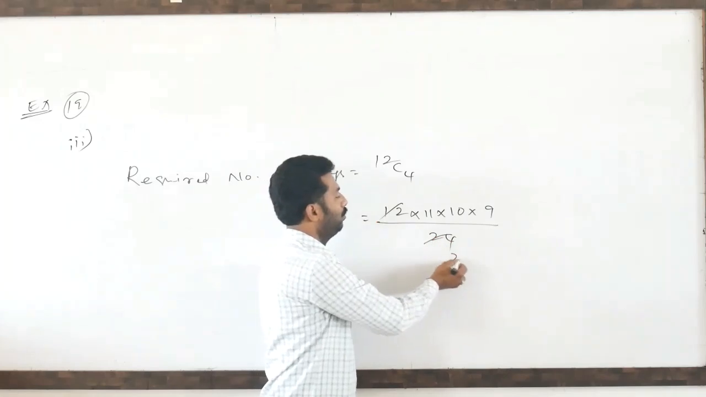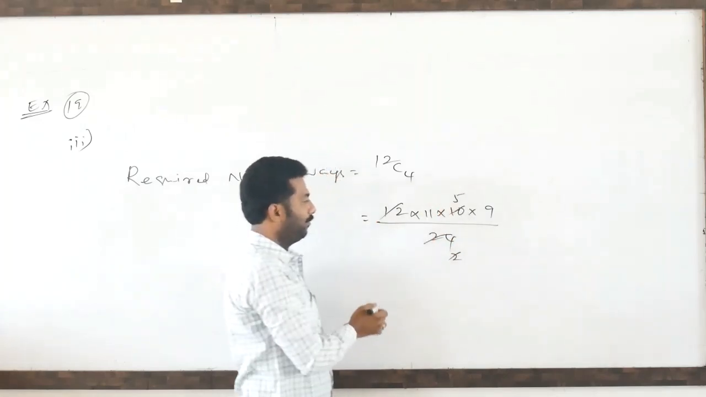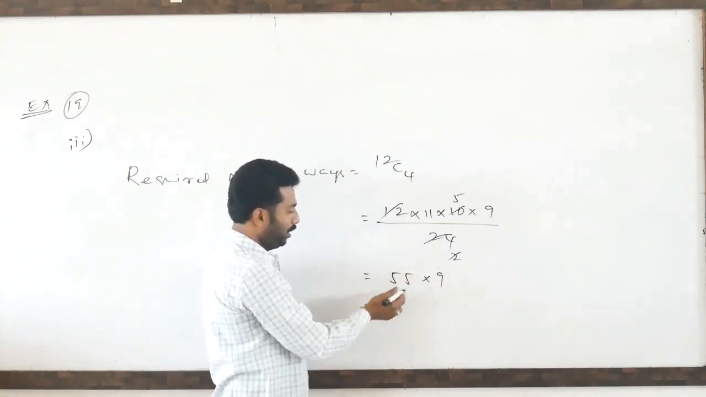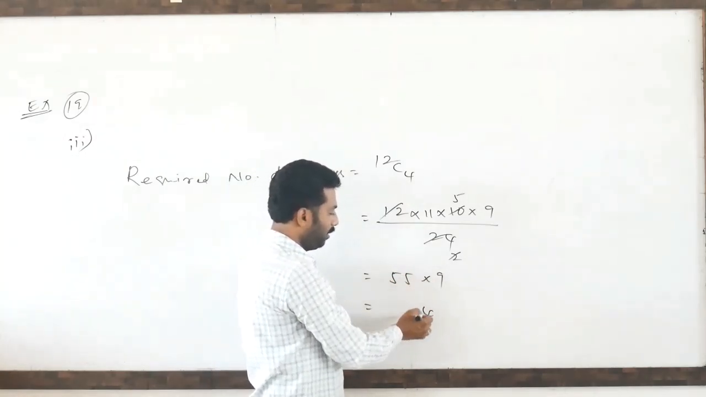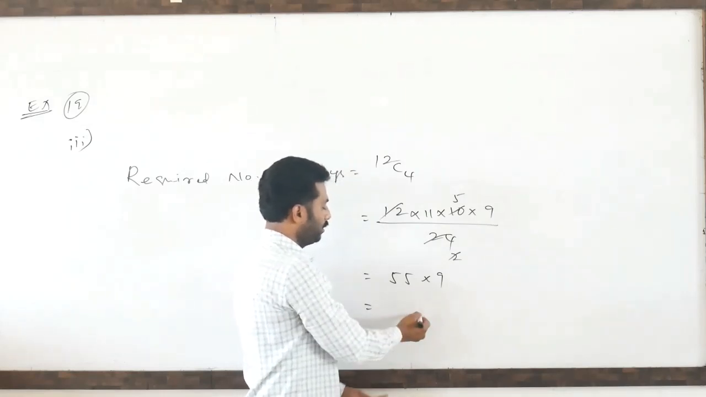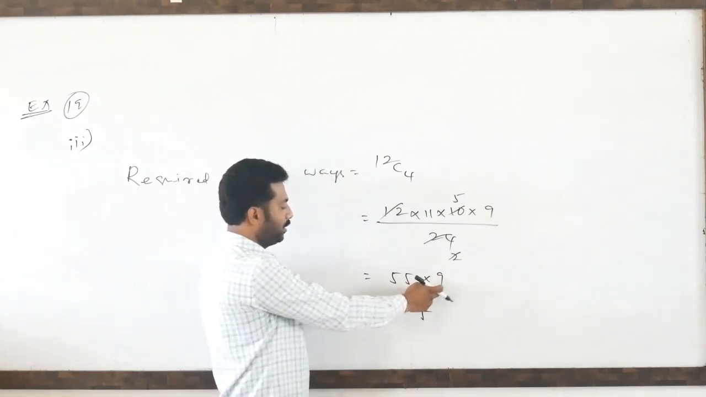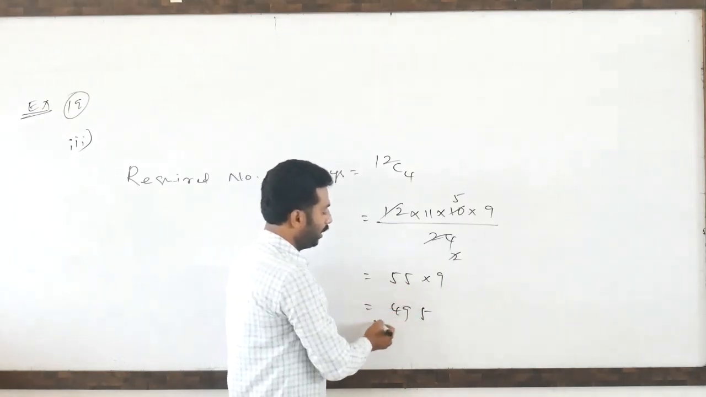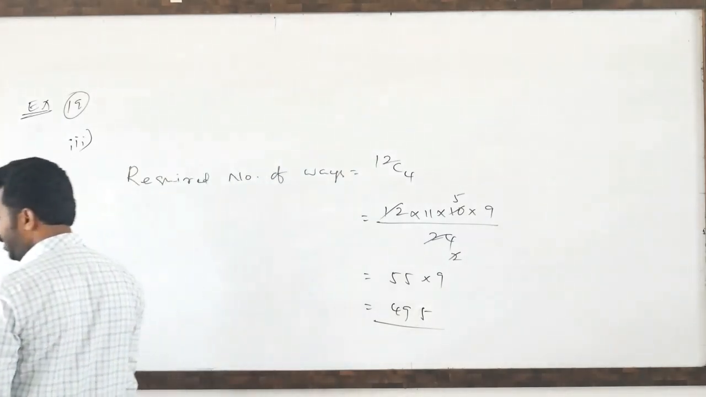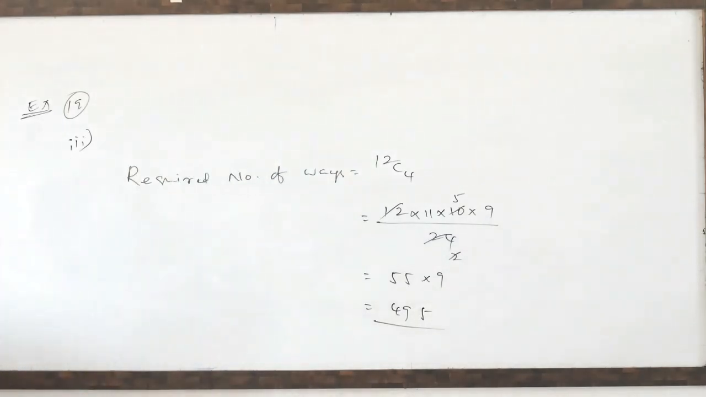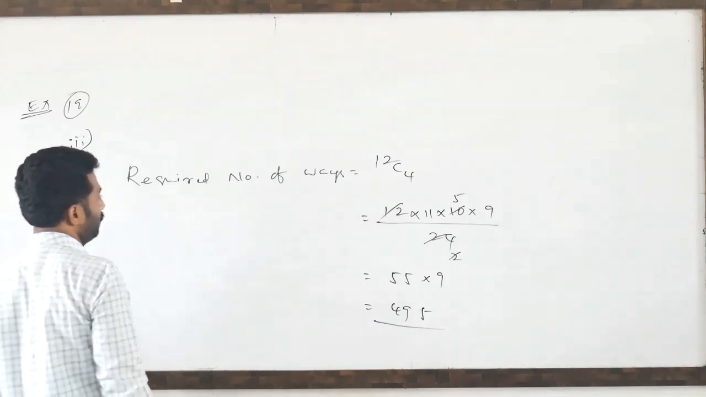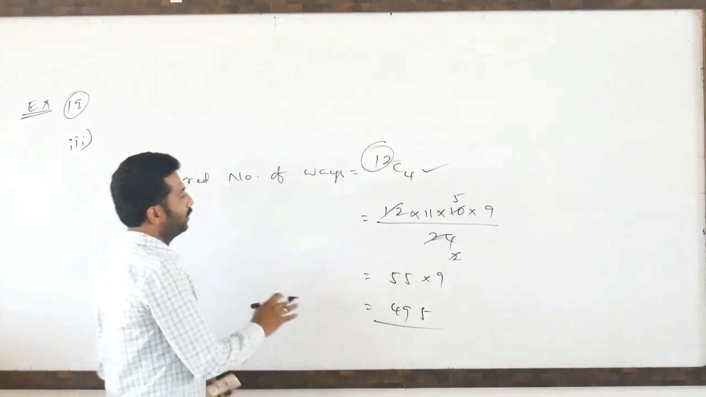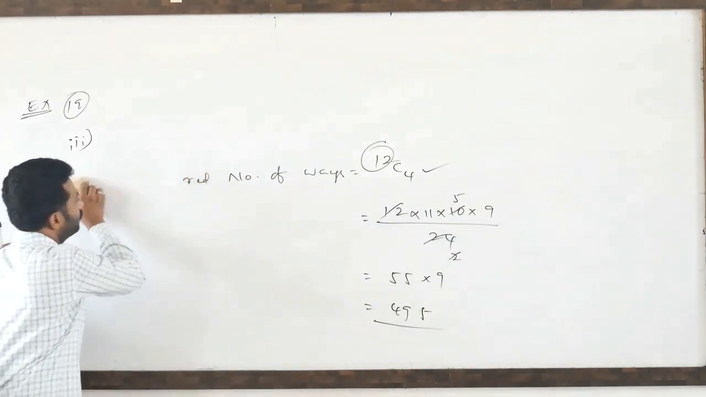This is 2 times cancel. This is 5 times cancel. So this is 55 into 9. 9 fives are 45, this is 5, 4, so 495. So 495 ways we can draw. 4 cards are face cards, total 12 face cards are there, 4 can be selected. Like that you have to answer the third case.